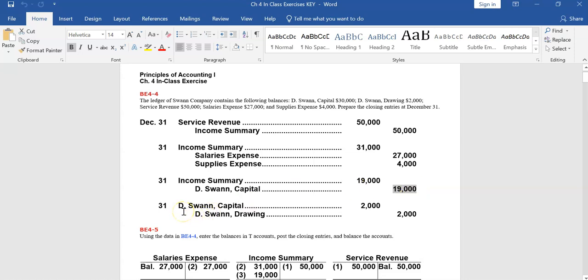The last closing entry will close out the drawing account. The owner's drawing account has a $2,000 balance. Drawings have a debit balance. Thus, to close them out, we will credit the drawing account for its balance of $2,000. We will directly close the drawing account straight into capital by debiting the capital account. That debit will decrease the capital, which reflects the amount that the owner has withdrawn out of the business, decreasing the owner's capital, decreasing the overall owner's equity.